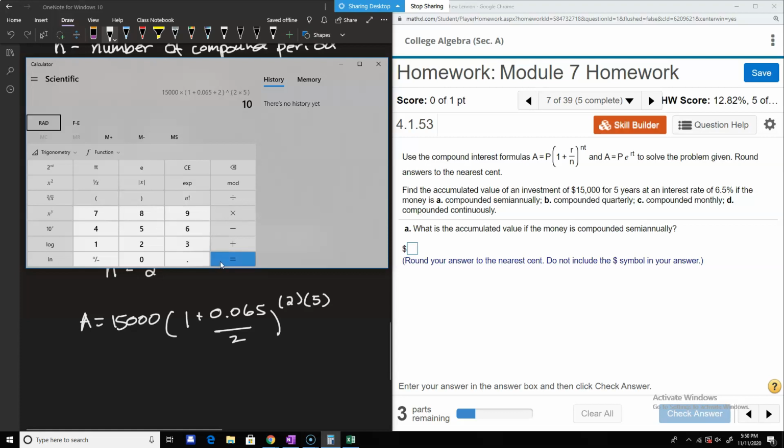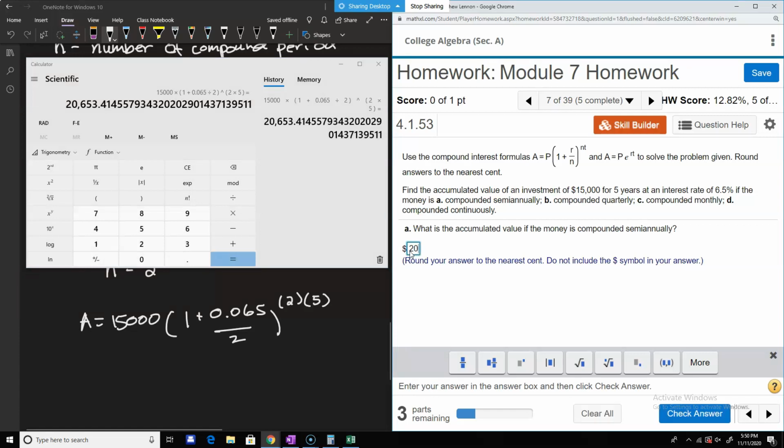So equals. So we get our answer. It said to the nearest cent, so that's the same as 2 decimal places. 20,653.41.